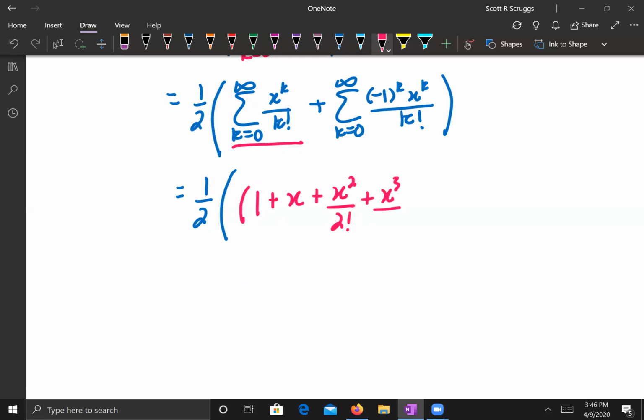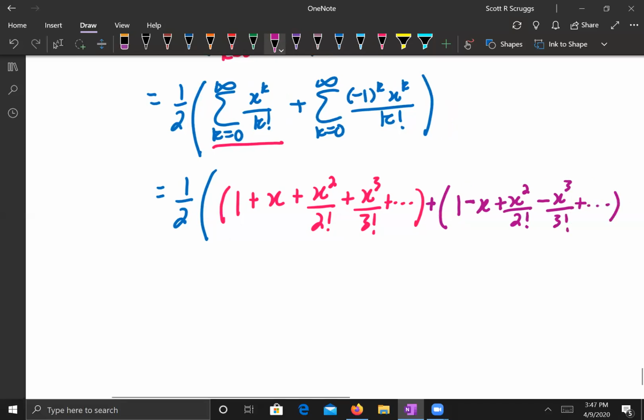K cubed over 3 factorial, and so on. And for the second series, if I expand out those terms, at k equals 0, I'll again have a 1. But because of that alternating term, and because my power is k, every odd term is going to have a negative sign up front. So I'll have a minus x plus an x squared over 2 factorial minus x cubed over 3 factorial plus ... to continue on.